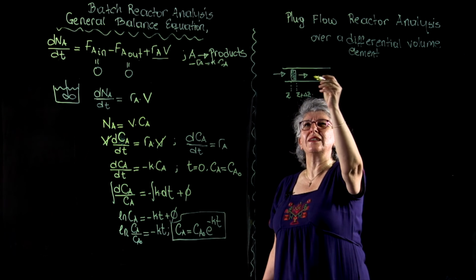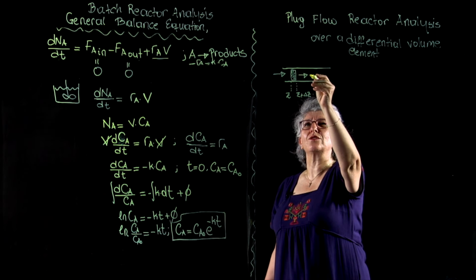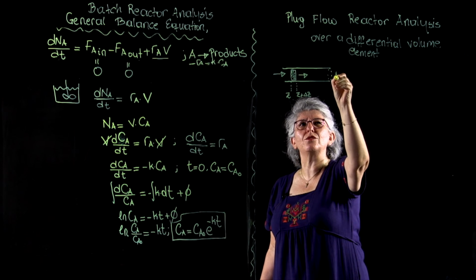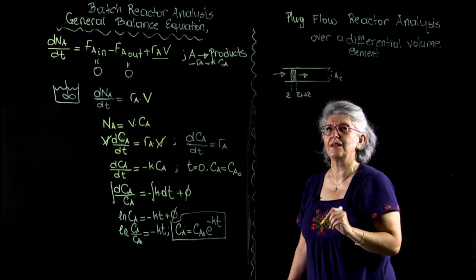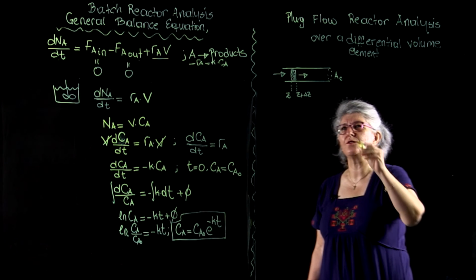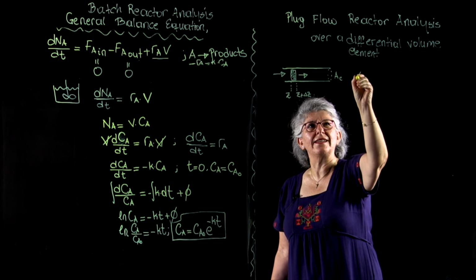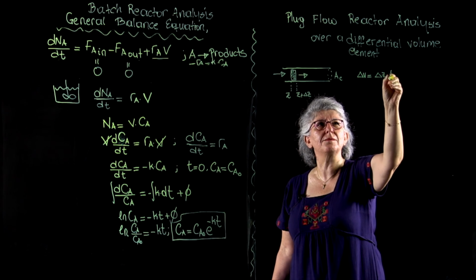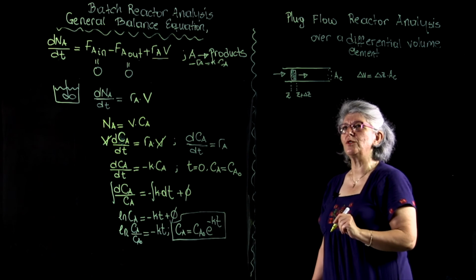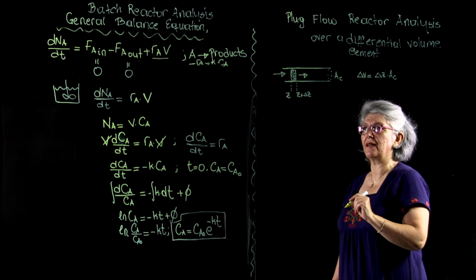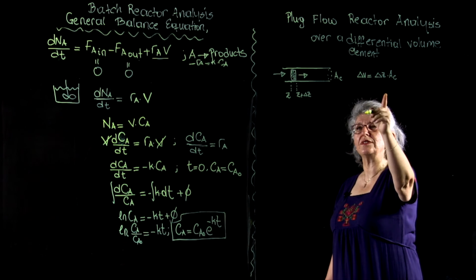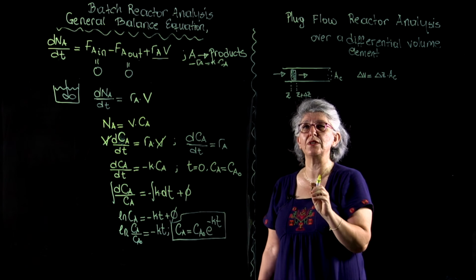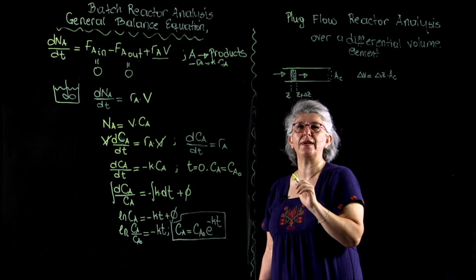And this is going to be a cylindrical geometry. The cross-sectional area of this system is going to be A sub C. All right, so my differential volume element is delta V, equal to delta Z multiplied by A sub C. I'm going to write my balance equation under steady state conditions around that differential volume element, not around a macroscopic system boundary, but a microscopic differential volume element.